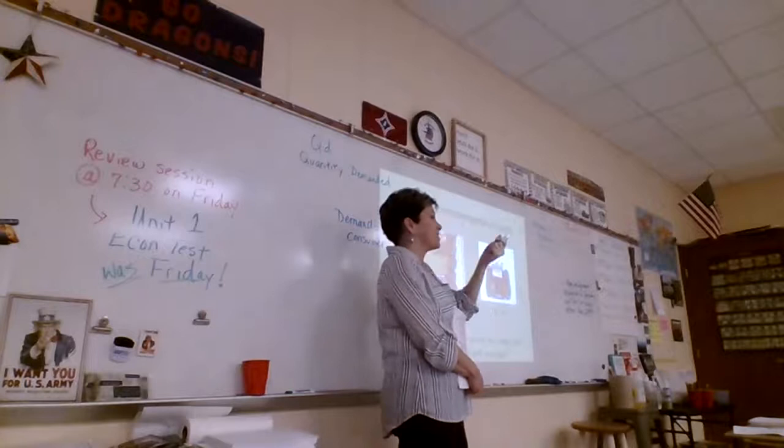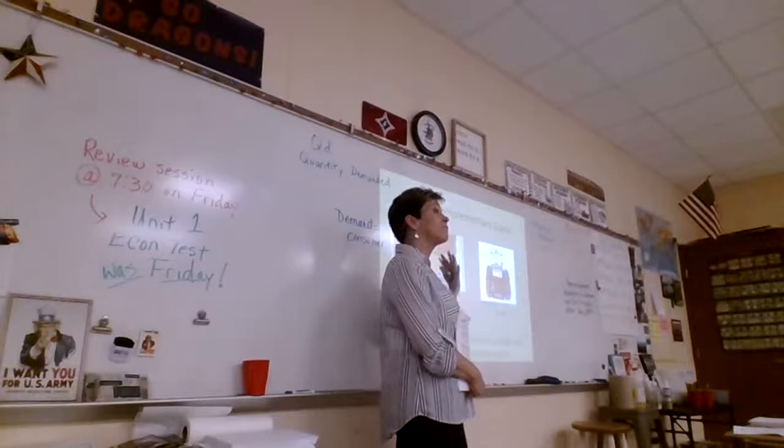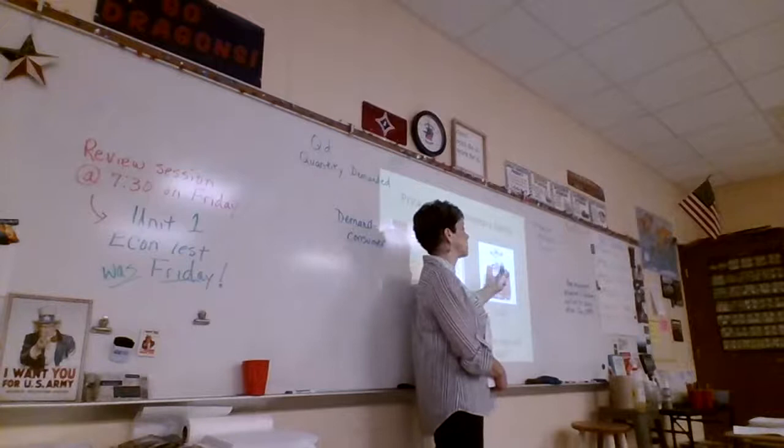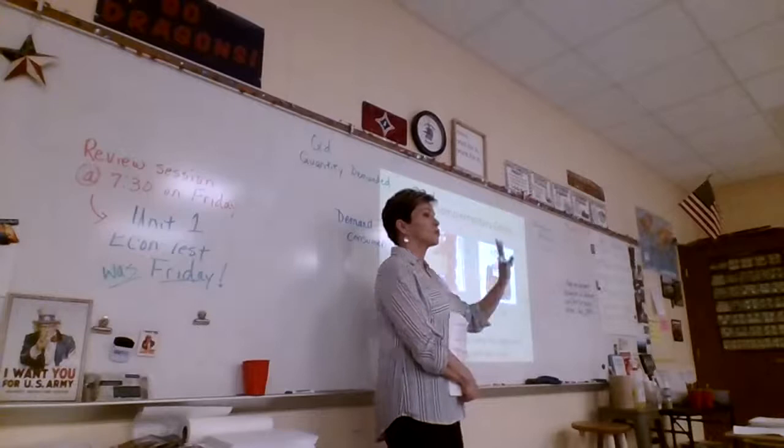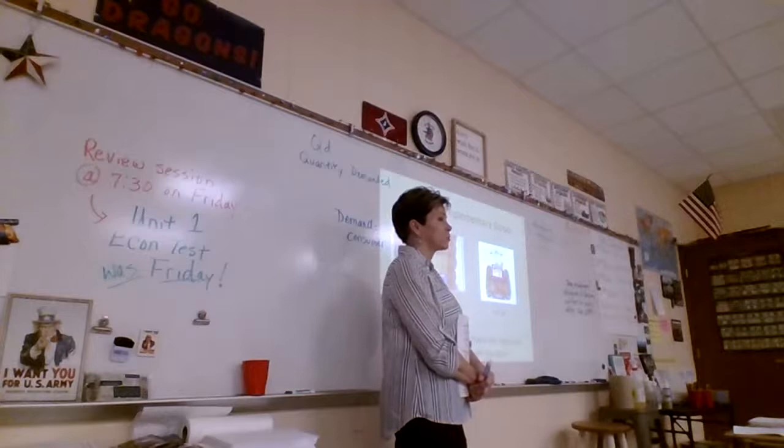But these are complementary goods. So what happens if the price goes up for this? What's going to happen to demand for this? Right? Peanut butter and jelly. If the price of peanut butter goes up, what's going to happen to demand for jelly? It will go down because peanut butter is too expensive. Things go together. Shoes, shoelaces. There are other examples that you'll have in all of your stuff.